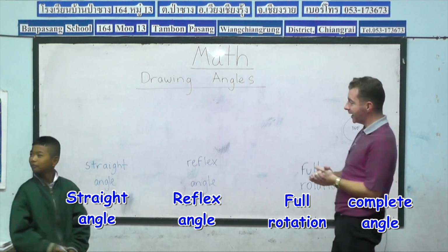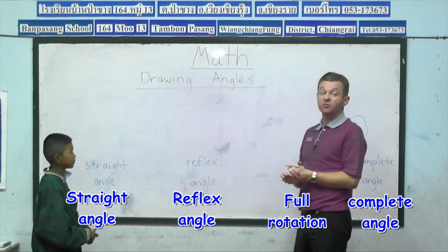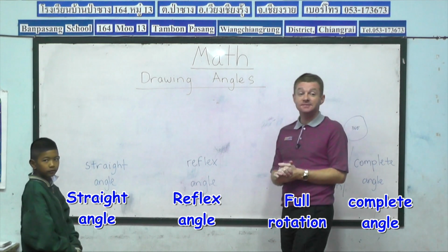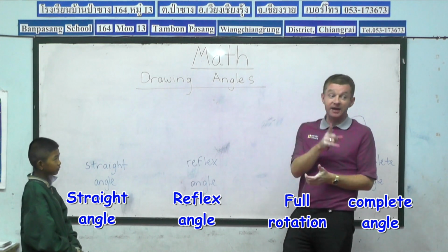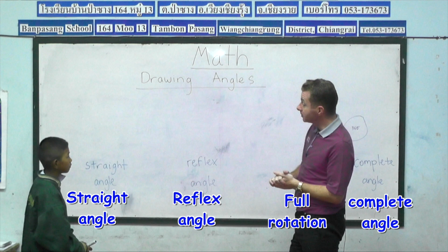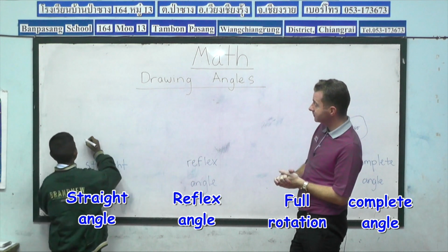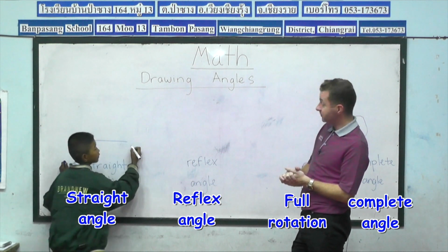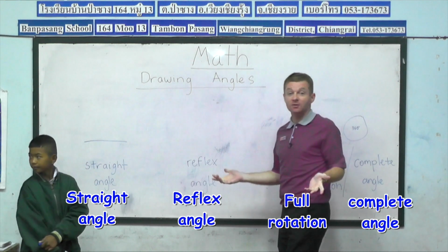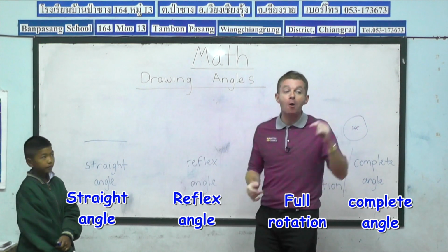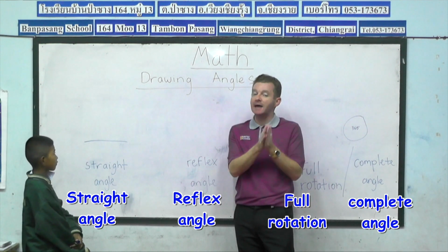Straight angle. Okay, so a straight angle, what does a straight angle look like, guys? Straight line, yes. So can you draw a straight angle for me, please, Pat? Brilliant. Okay, a straight angle is a straight line. But how many degrees must a straight angle be?